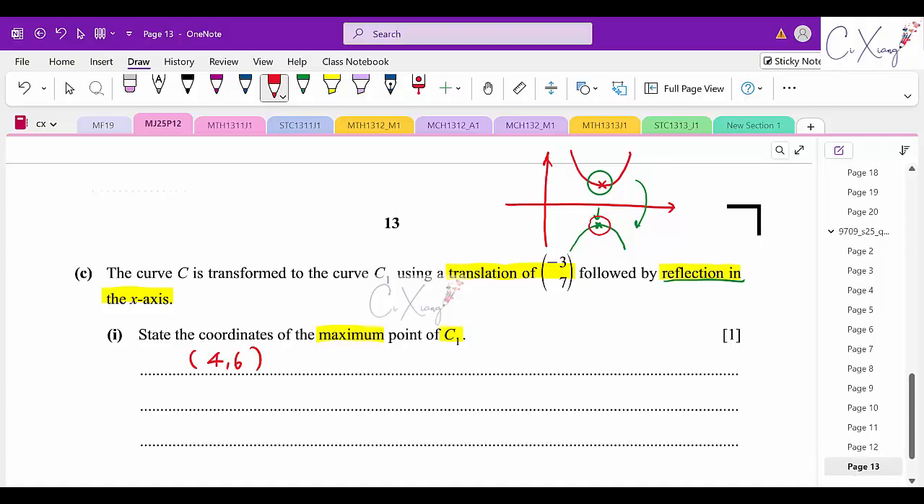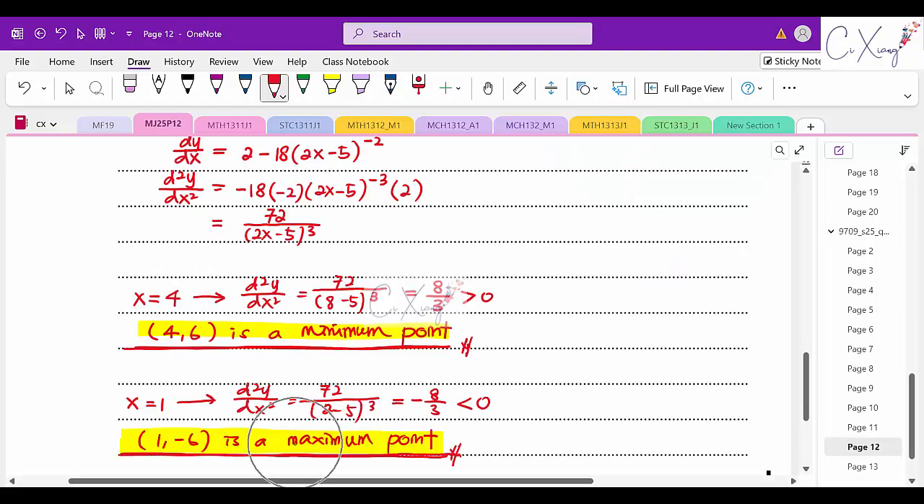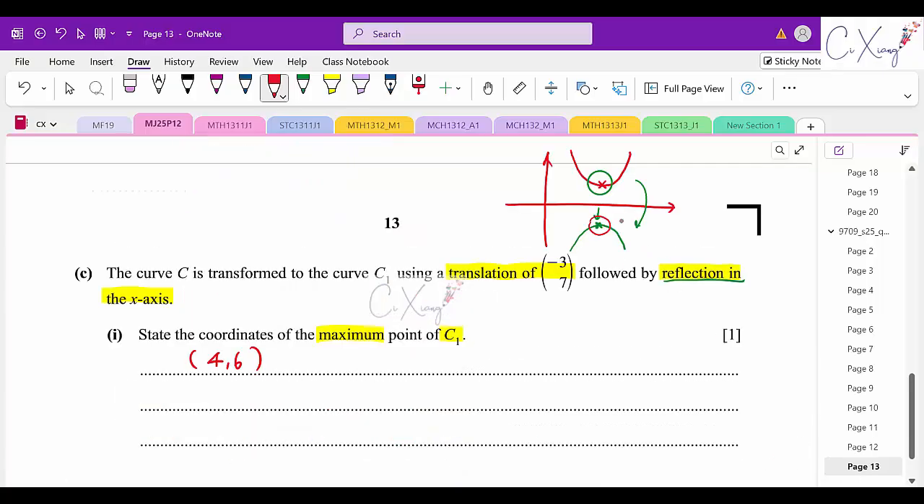This is a part where you need to be very, very careful, because a lot of students, when they look at the keyword maximum point, think that to get the maximum point coordinate, they directly refer to the maximum point in the original curve, which is wrong. Because the original curve's maximum point will become a minimum after the reflection, and the minimum point in the original curve will become the maximum point after the reflection. So please take note of this. Very, very important.